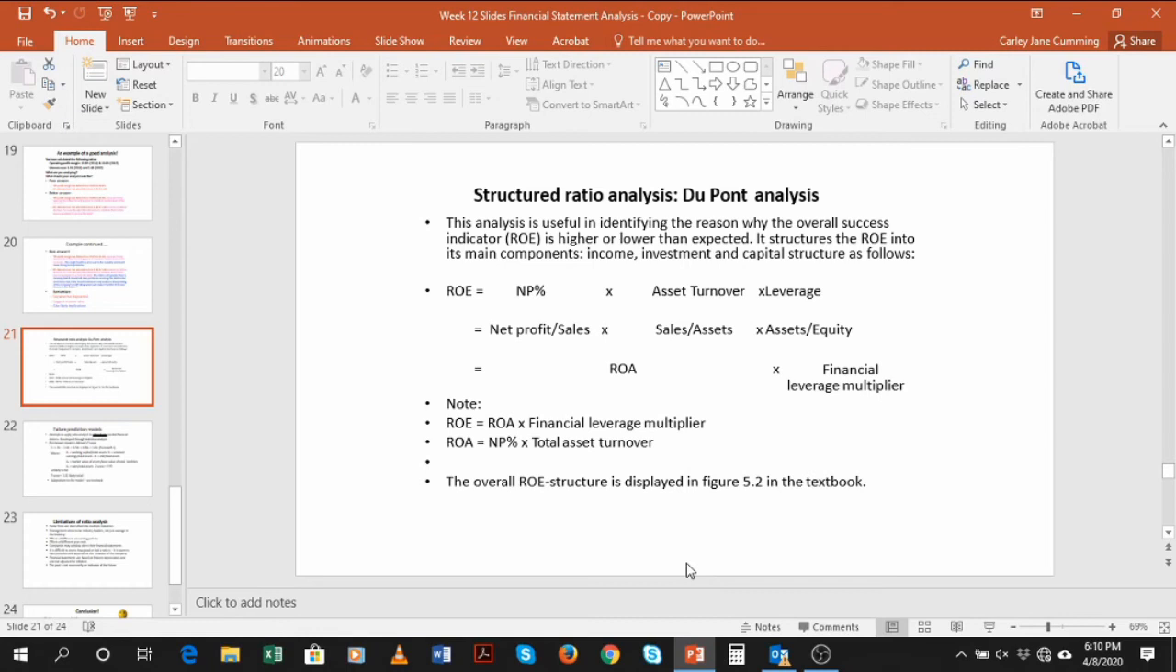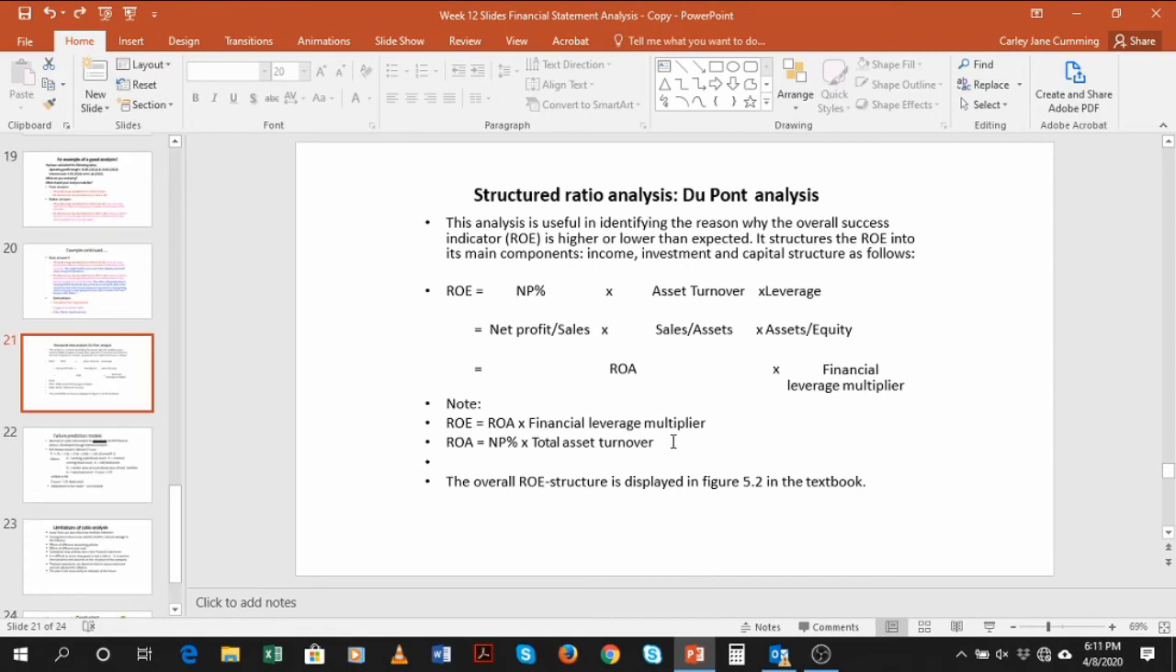So we will be left with net profit over assets, which is actually the return on assets ratio, multiplied by assets over equity, which is known as the financial leverage multiplier. Then if we cross out the assets in the return on assets ratio by the assets in the financial leverage multiplier, this will leave us with return on equity. Please have a look at figure 5.2 in your textbook for more information on the DuPont analysis.